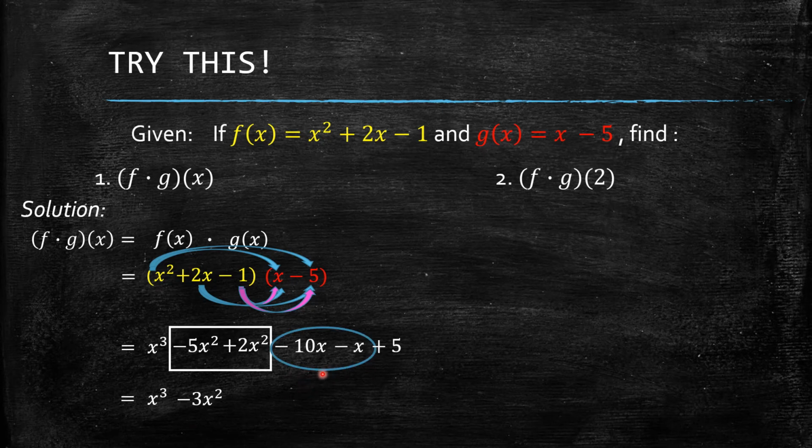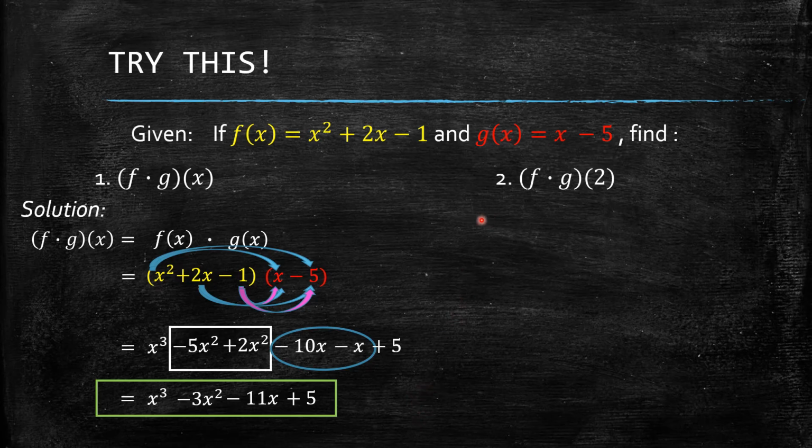These two are also similar. They are the same variable with an exponent of 1. So negative 10x minus x is negative 11x. And then just bring down positive 5. No more similar terms, therefore, that will be our final answer.